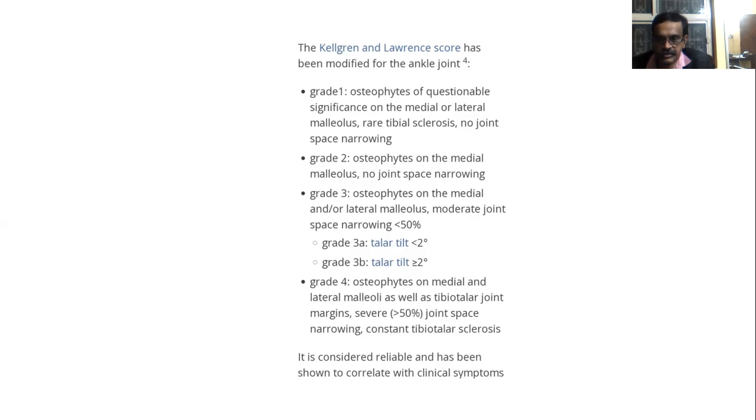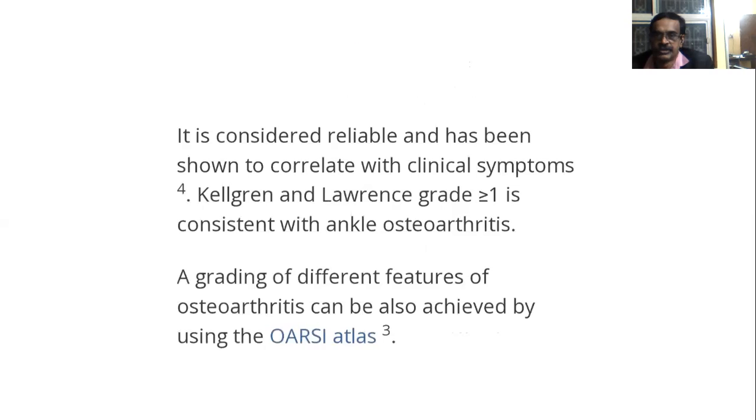It is considered reliable and has been shown to correlate with the clinical symptoms. We have to correlate with the clinical symptoms. Kellgren and Lawrence grade more than or equal to 1 is consistent with ankle osteoarthritis. A grading of different features of osteoarthritis can also be achieved by using the OARSI atlas.